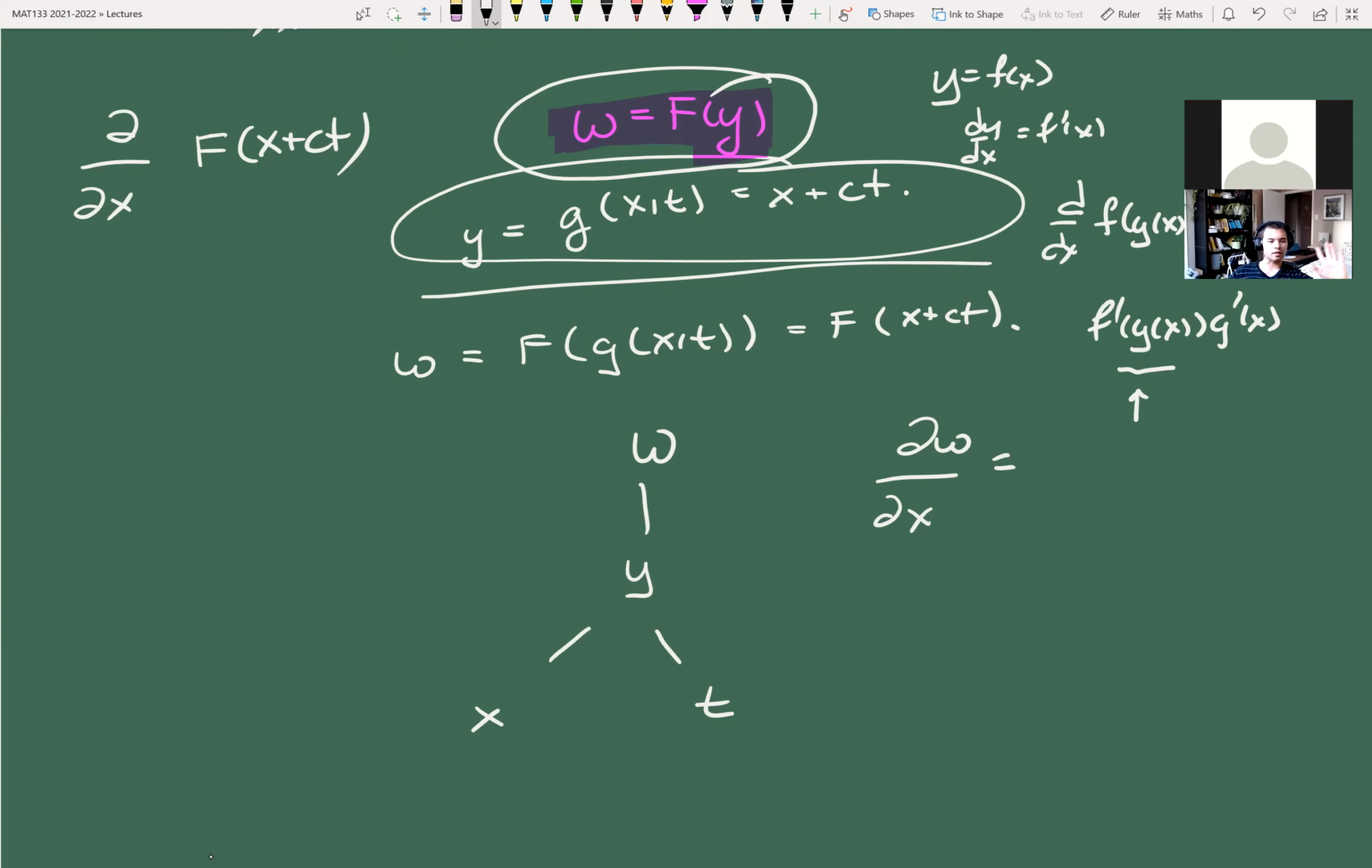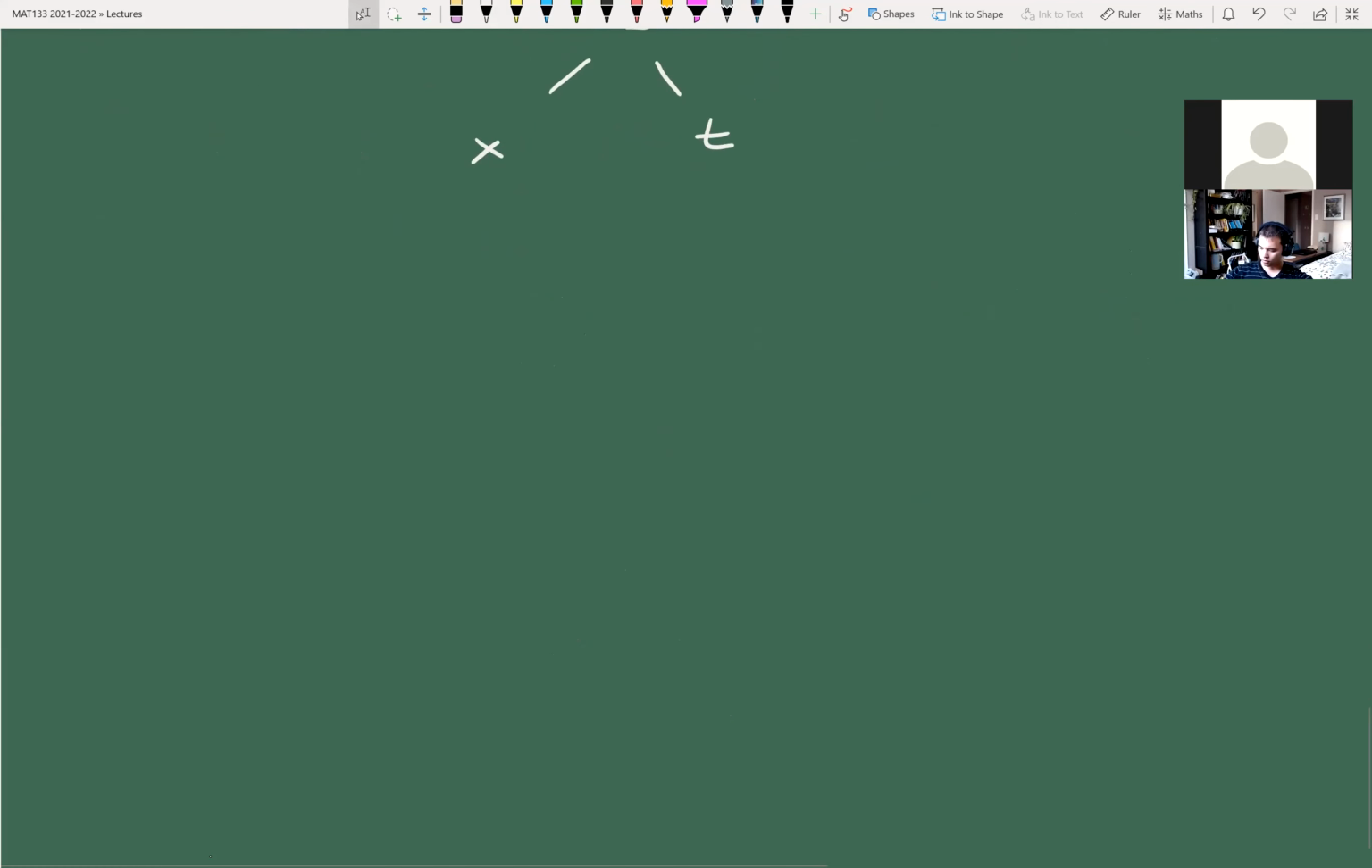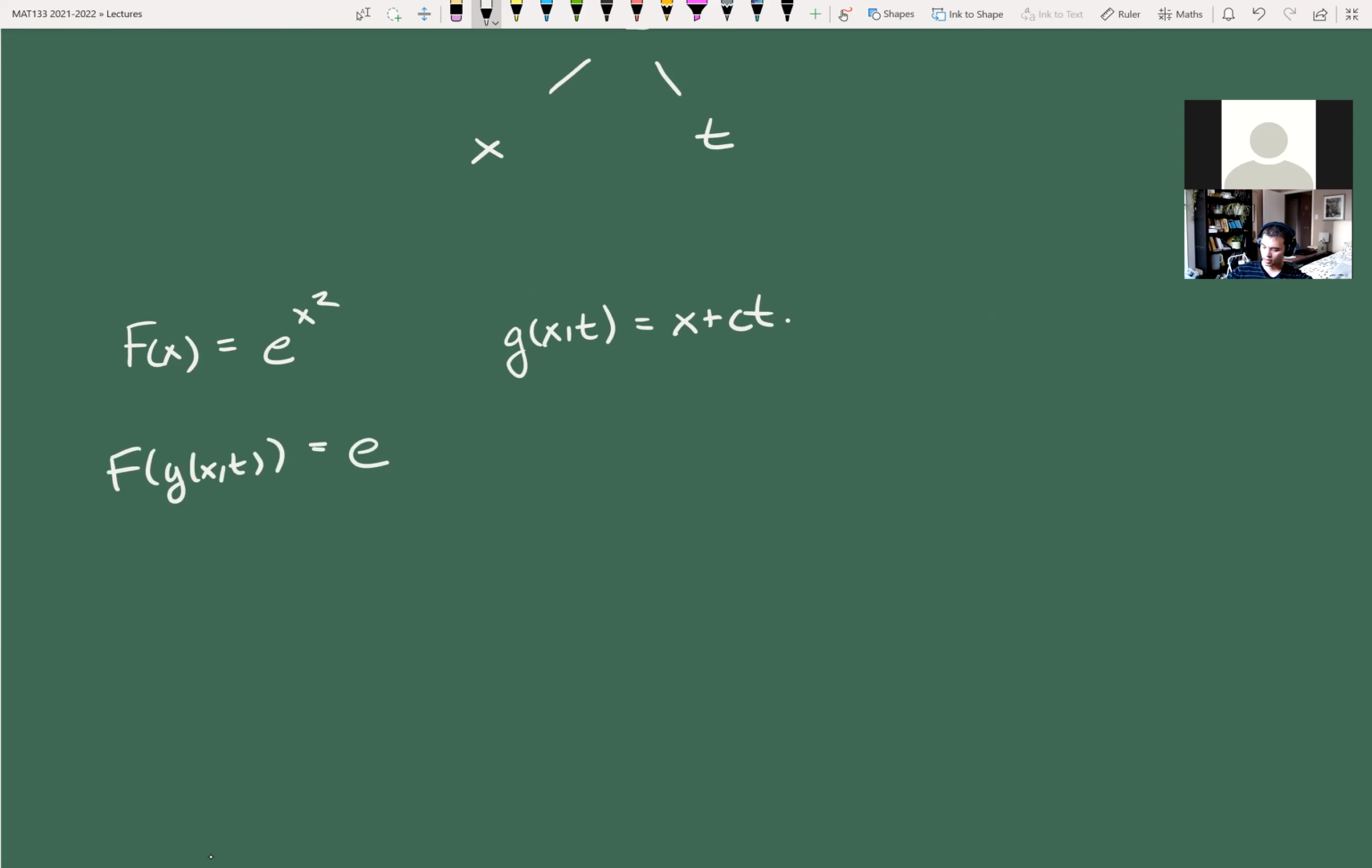Okay. All right, let's try a different exercise. Let's say I give you the function, let's make something up here, e to the x squared, and g of x comma t is x plus ct, right? So if I do this composition, I get e to the x plus ct squared. Now, we don't have to use the multivariate chain rule in order to do this problem, right?